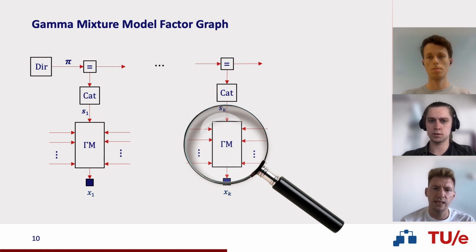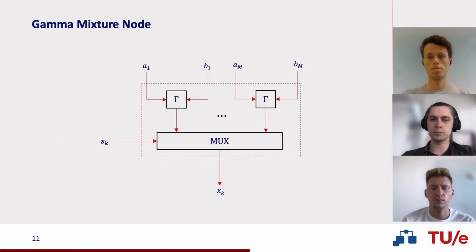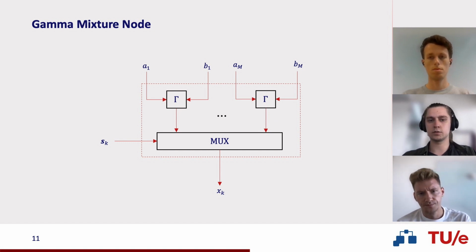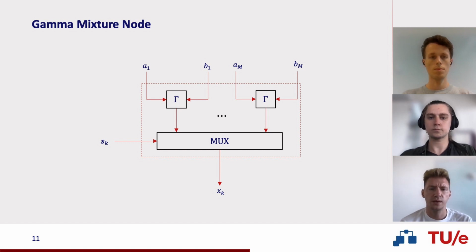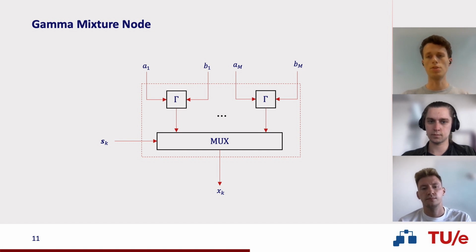And what is exactly inside this composite node? For example, you can represent it as a collection of gamma nodes connected to a selection variable with a multiplexer node. Okay, and how do we run inference on that? That's a good question. I tried solving the integrals for these exact messages as Dimitri showed previously, but I didn't manage to find an easy closed form solution. How can we then still perform inference in this model?